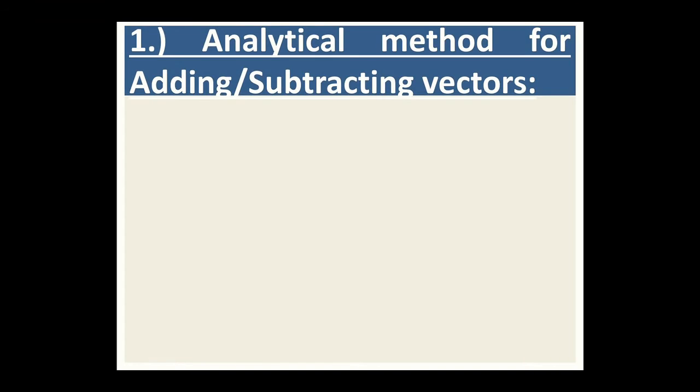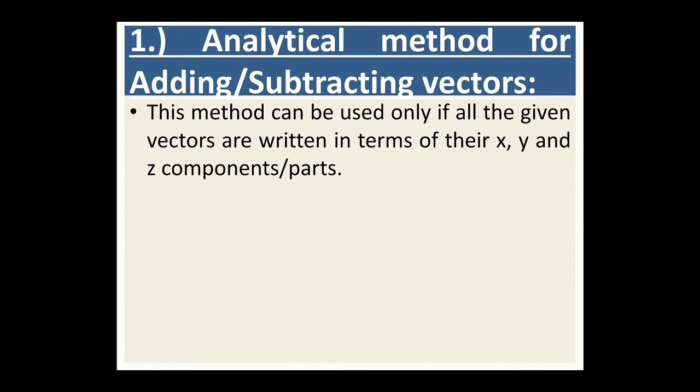The first method is the analytical method for adding or subtracting two or more vectors. This method can be used only if all the given vectors are written in terms of their x, y and z components. For example, here v is a vector written as v equals 2i plus 3j plus 5k. Here 2i is the x component, 3j is the y component and 5k is the z component of vector v.